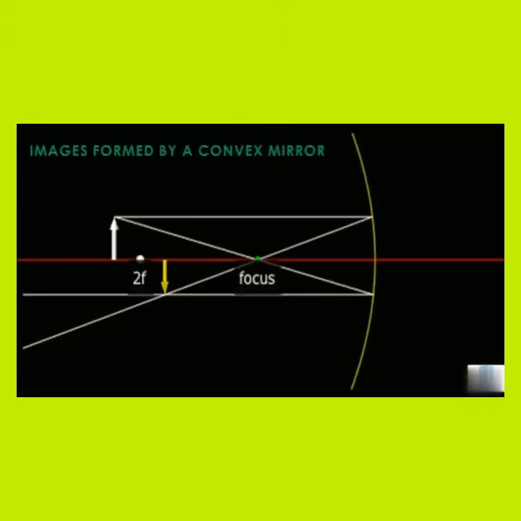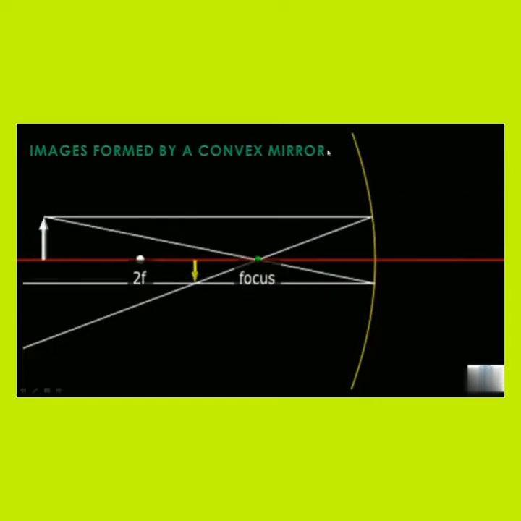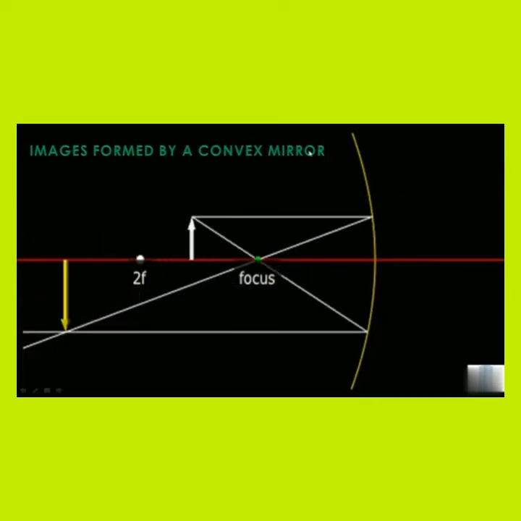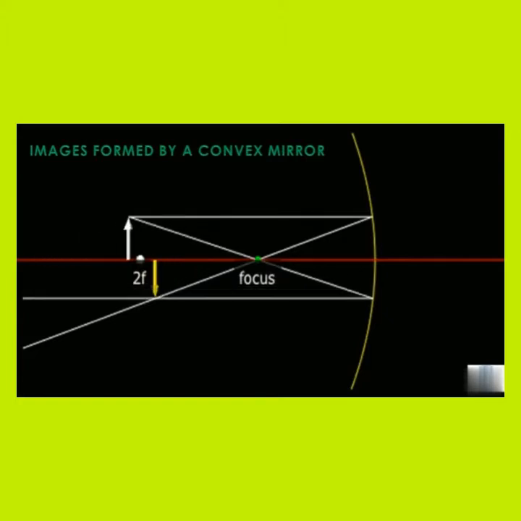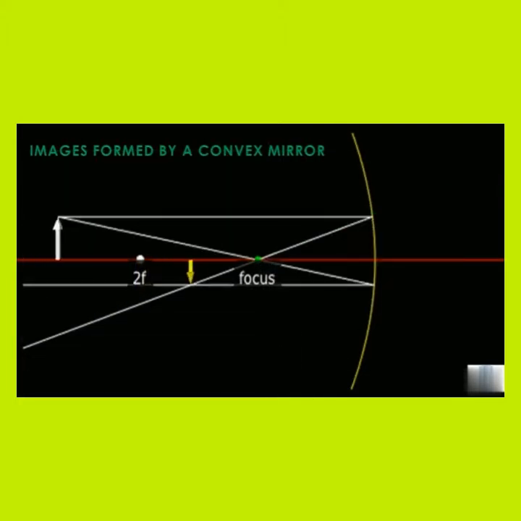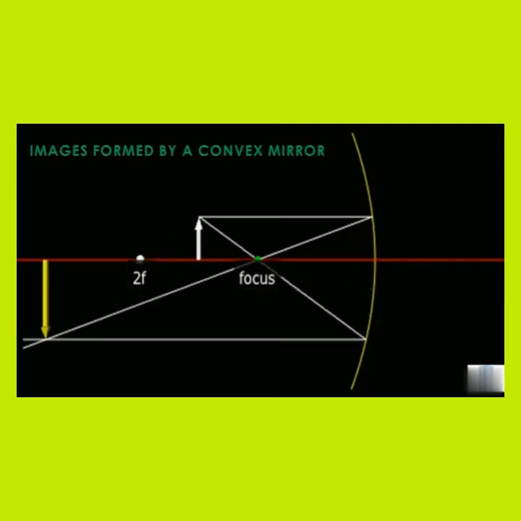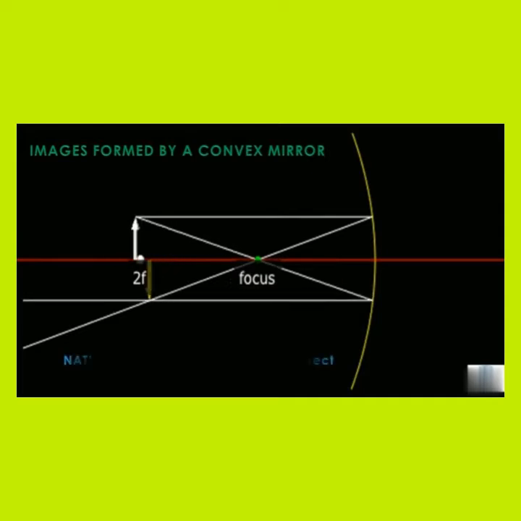Next, image formed by a convex mirror. The image formed by a convex mirror is always erect, virtual, and diminished in size. When the object is placed at infinity, the size of the image is highly diminished. The nature of the image is virtual and erect.